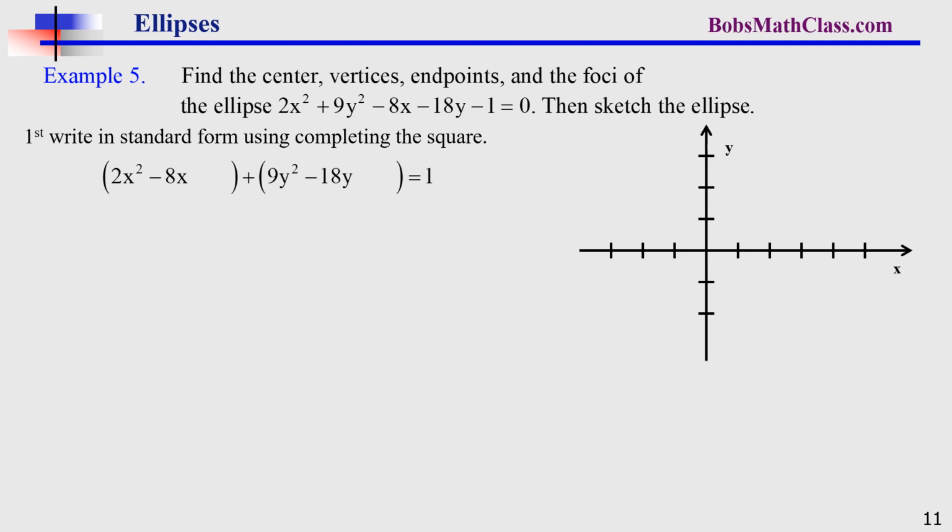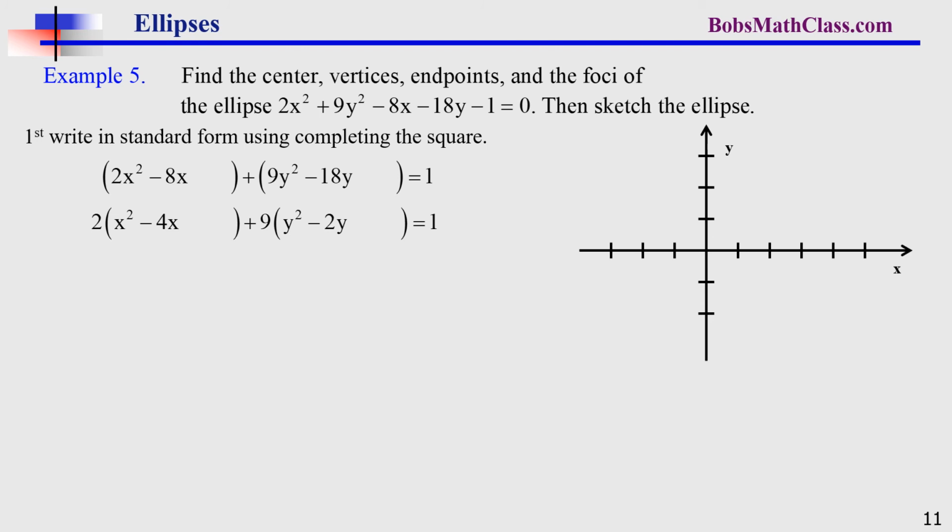So 2x squared minus 8x, 9y squared minus 18y, and then the 1 is on the right-hand side. So what are we going to factor from the first pair? Right, a 2. Not a 2x, because we want to leave an x squared inside. So just factor out the 2. How about this second pair? Right, a 9.